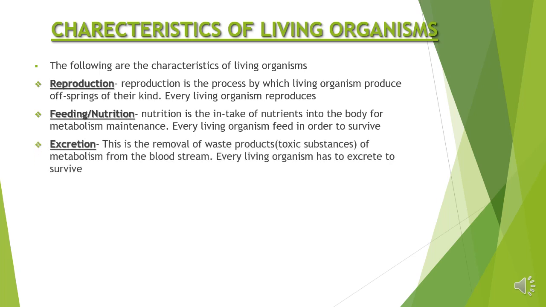The other characteristic that we're supposed to know is what we call excretion. Excretion is defined as the removal of waste products, which are toxic substances, from the bloodstream. Every living organism actually has to excrete in order to survive. The human body removes carbon dioxide as an excretory product from respiration, because carbon dioxide is very toxic. If it remains in the body, it might destroy certain tissues that enable organisms to respire. So hence it has to be removed.